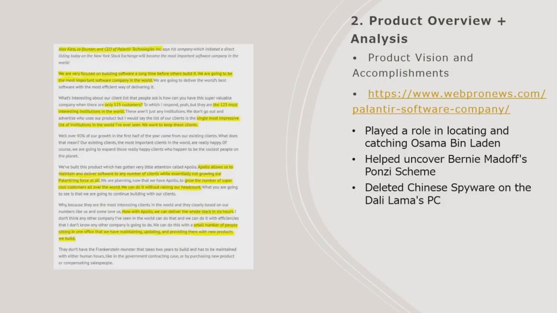Taking a look at some statements made by the CEO of Palantir Technology, Alex Karp. He says, "We are very focused on building software a long time before others build it. We are going to be the most important software company in the world." And he does go on to explain that they only have 125 customers, but he believes they're the 125 most interesting institutions in the world. He describes them as the single most impressive list of institutions in the world I've ever seen. We want to keep those clients. We'll talk more about that in a bit.